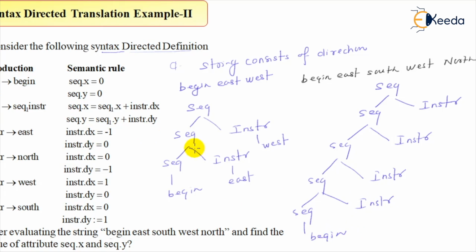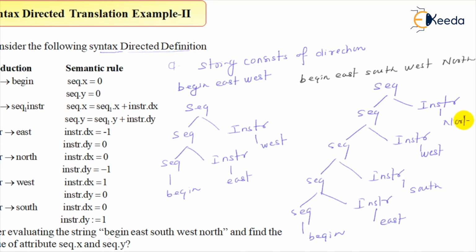The next thing is the computation part. The directions I have to give here: instr derives east, south, west, and north. Now the annotations. When sequence goes to begin, sequence dot x, which I'm writing only as x, is assigned the value 0 and y is assigned the value 0.